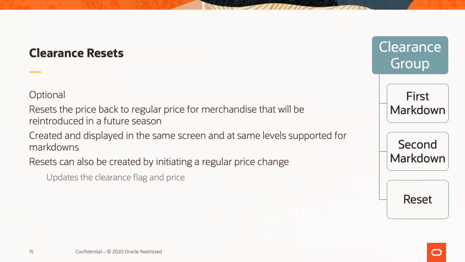Within RPM, that was a separate process and was managed at different levels, but with this new solution, it's managed at the same level and can be in the same cadence as the markdowns. Another feature of the pricing cloud service is that you can initiate a reset also by just creating a regular price change. So if you're bringing back an item for a new season and you also want to set a new price that it will be sold at in that next season, you can do that by just creating a regular price change rather than creating a clearance reset. And that's controlled by a system option, whether you want to enable that feature for your customers.